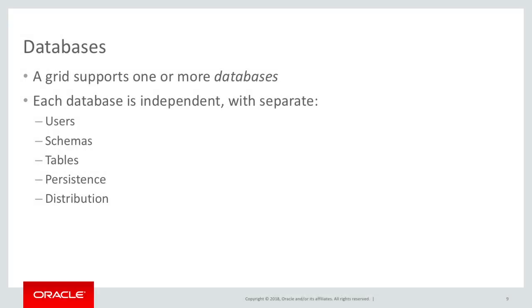Now, as I mentioned earlier, a grid supports one or more databases. You can have either 1, 2, 3, or however many databases you want in a single grid. Each of those databases is completely independent. They have separate users, schemas, tables, data. Data may be distributed in slightly different ways across those databases. We may refer in this talk to the database in a grid. That's really just a shorthand. What we really mean is a database in the grid. There can be 5 databases in a grid or whatever number the user would like to have.